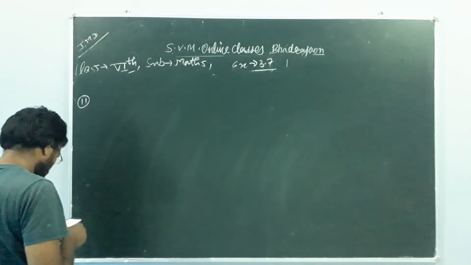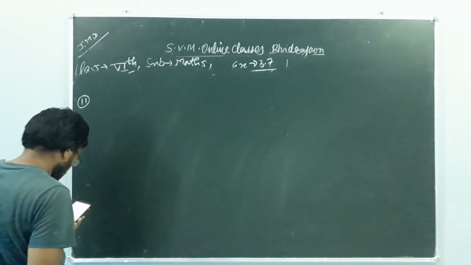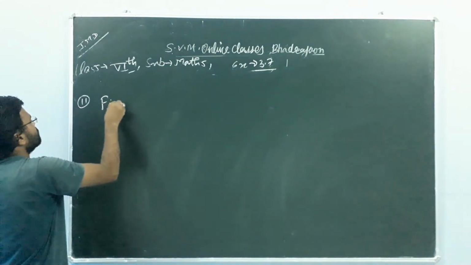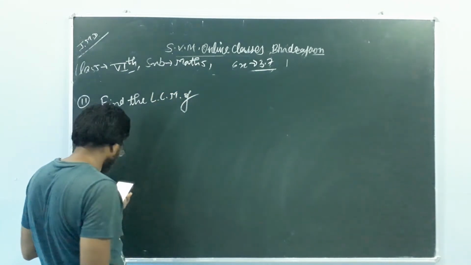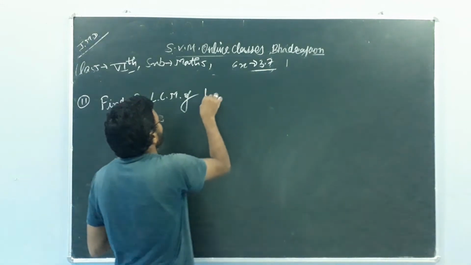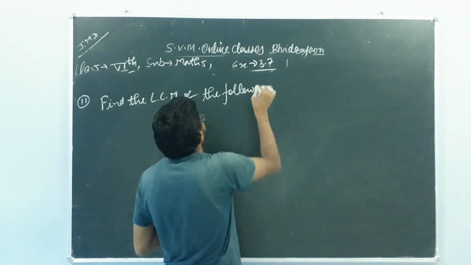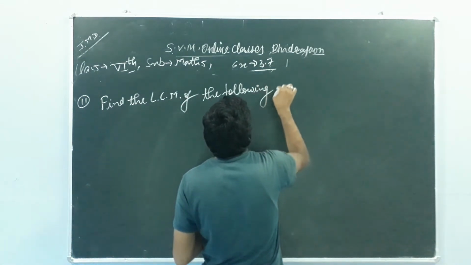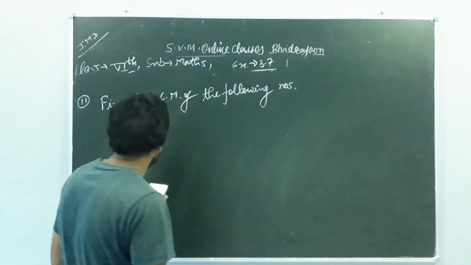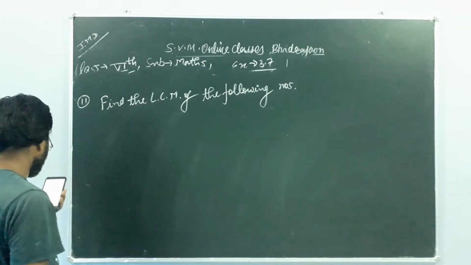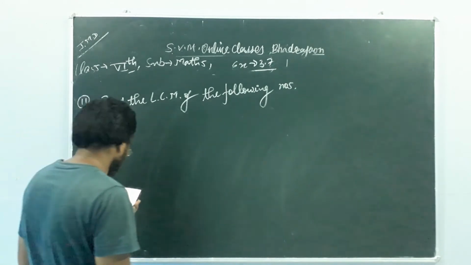Our question number 11 is: find the LCM of the following numbers in which one number is the factor of the other. Find the LCM of the following numbers, in which one number is the factor of the other.